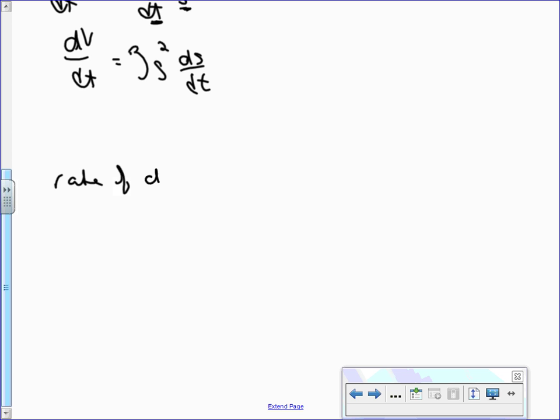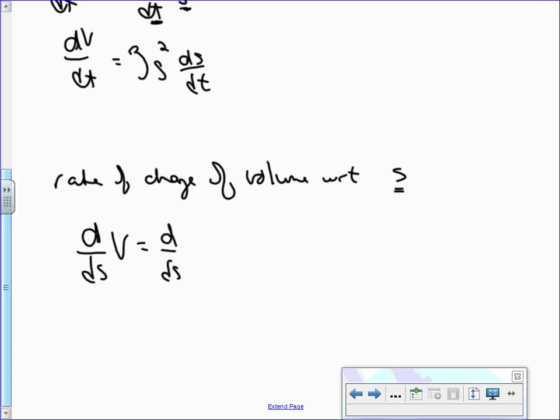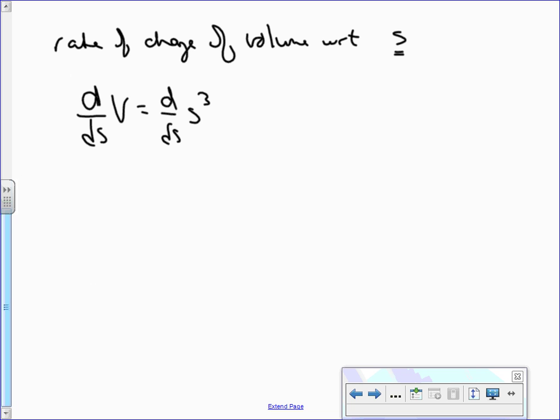Rate of change of volume with respect to S. Leave them aside. So I'm asking you to take the derivative with respect to S of V and the derivative with respect to S of S cubed. Y'all see the difference in those two things? We touched on this a little bit the other day. Does everybody see the difference?